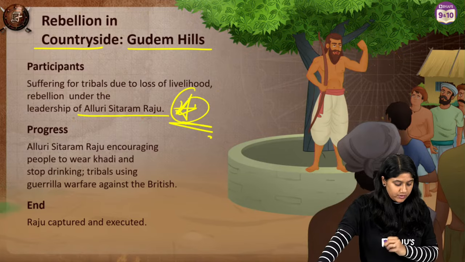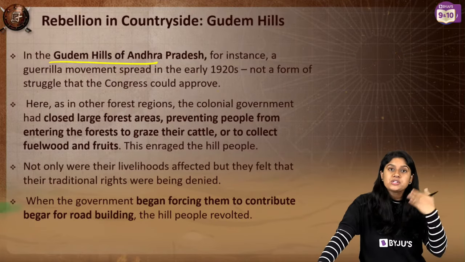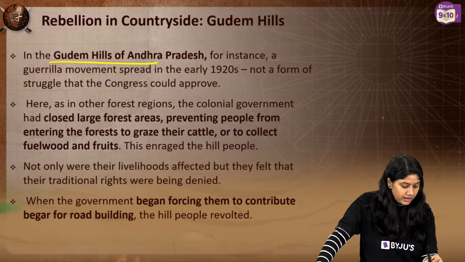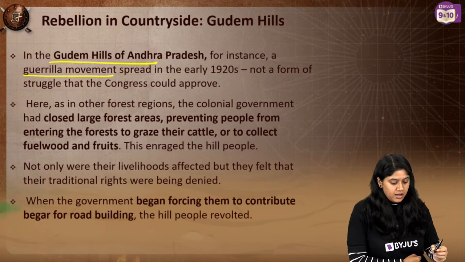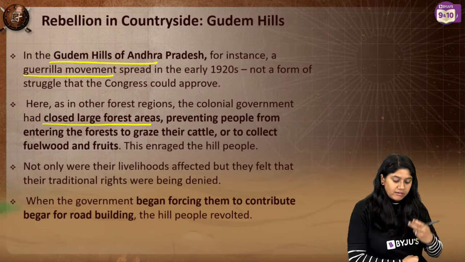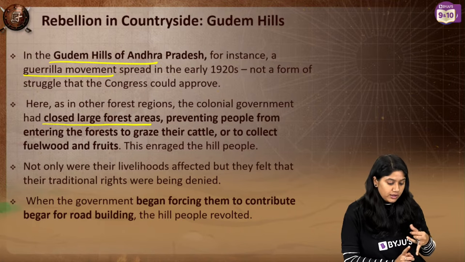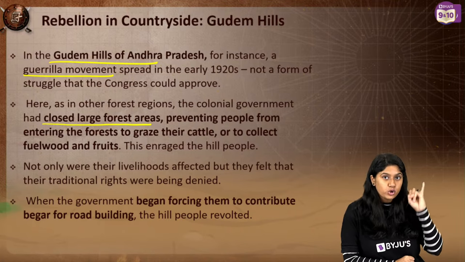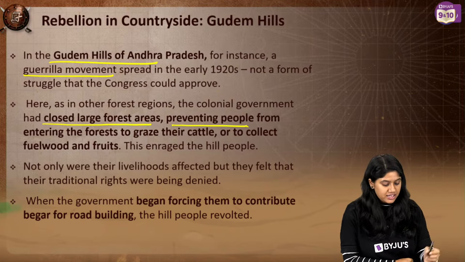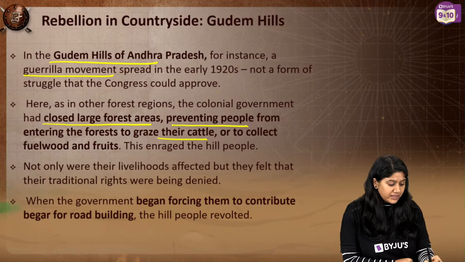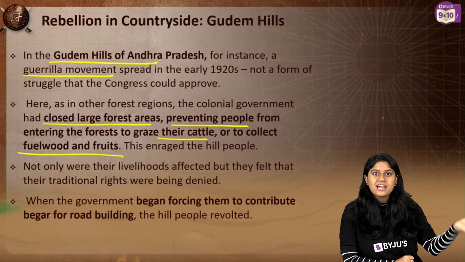So let's quickly see, everyone. Of course, this is happening in Andhra Pradesh, right? And we saw various incidents happening. We have the guerrilla movement happening across the 1920s. Now, why were the people a little bit aggressive to the government? Because they put rules and regulations and closed the forest, first of all. They are preventing people from going there and collecting grass. Cattle are not allowed to graze. And they cannot collect the fruits and the fuel wood.